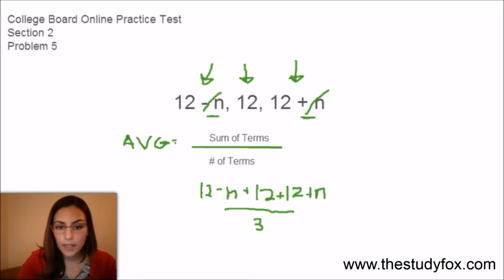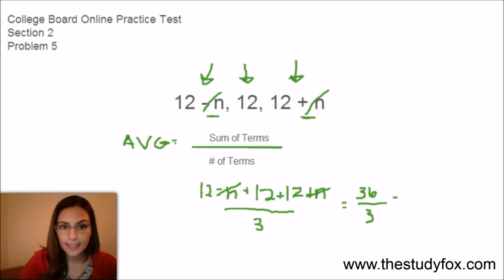Okay, so here when we divide by 3, we know that our n's are going to cancel out, negative n and plus n, and you're going to be left with 12 plus 12 plus 12, which is 36, divided by 3, and that's going to equal 12, which is answer choice B.